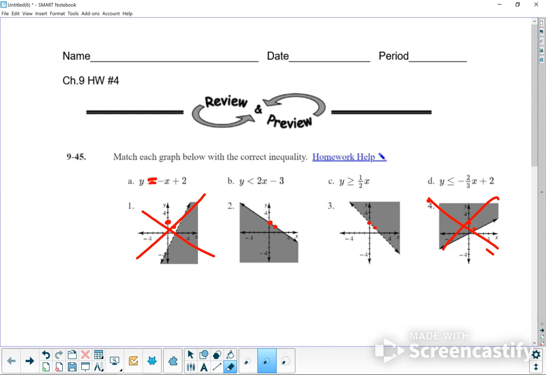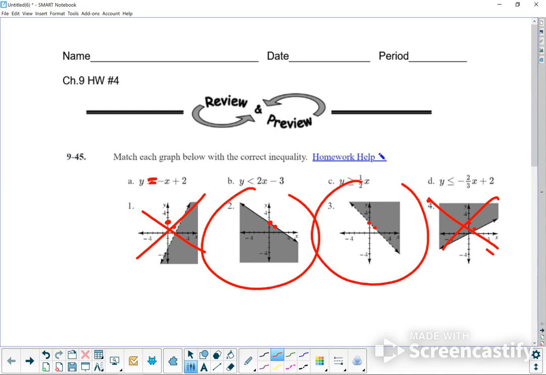So what I have to do next is, because either number 2 or number 3 is going to work. You see number 2 is all shading down below, and number 3 is all shading up above. So I'm going to go ahead and check. I'm going to pick a point to be used. I'm going to pick the point 0, 0. If it works, then it's number 2. If it doesn't work, if 0, 0 is not in the shaded region, then that means it's number 3.